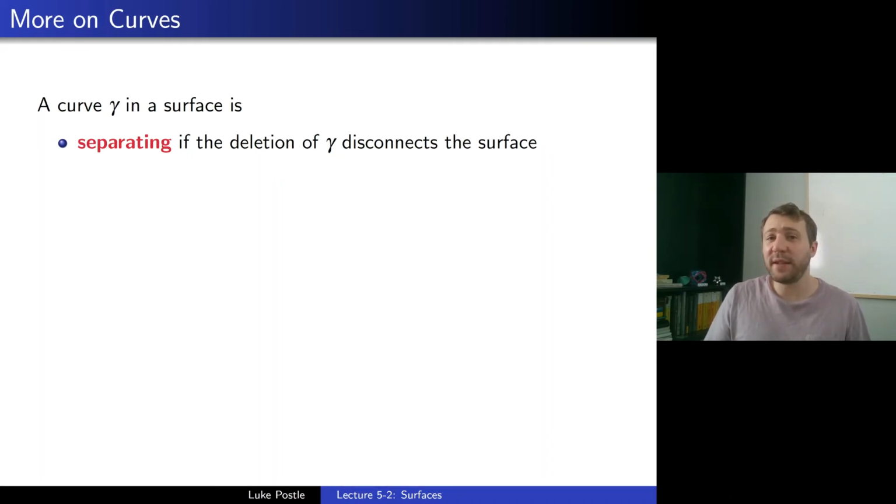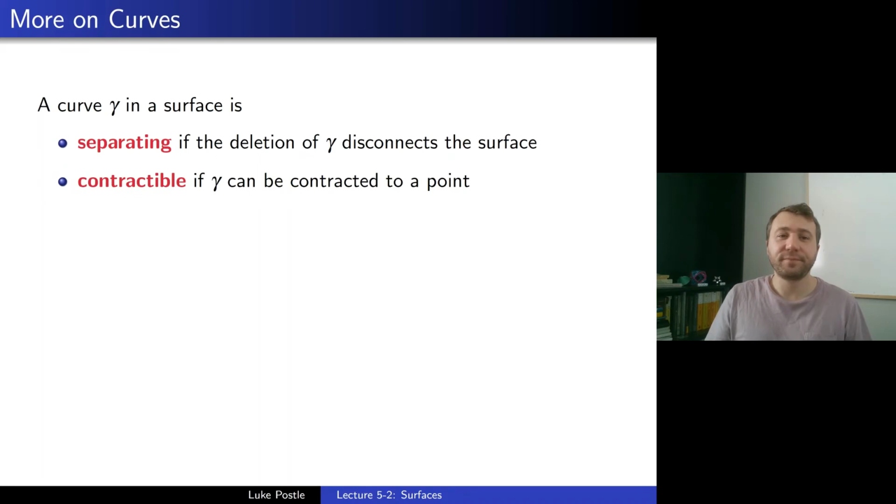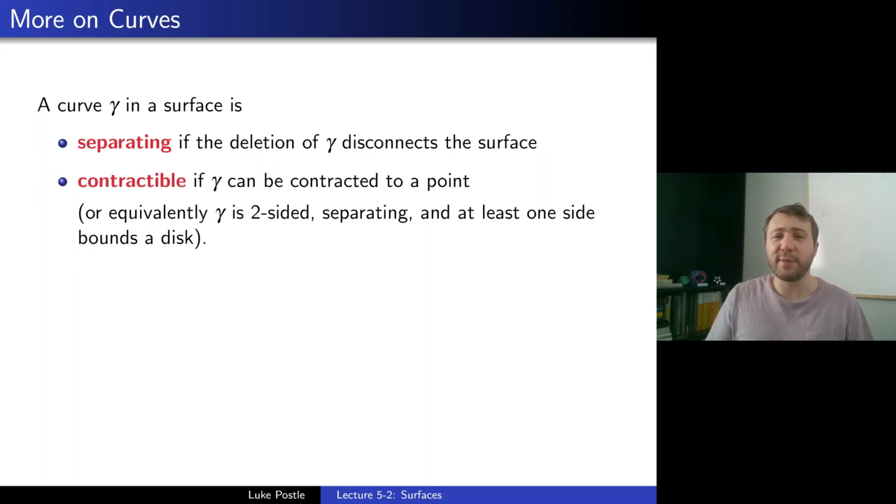So this will happen for one-sided curves, because clearly it'll remain connected. But also, if you imagine, there can be non-separating ones in the torus. So if you have a curve that goes around the donut, then that won't be separating, because the torus will still be connected from its other direction. We'll say a curve is contractible if gamma can be contracted to a point. An equivalent way to say this is that gamma is two-sided and separating, and at least one side bounds a disk. So you can continuously deform it to a point.